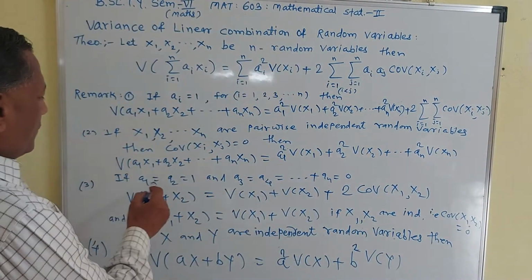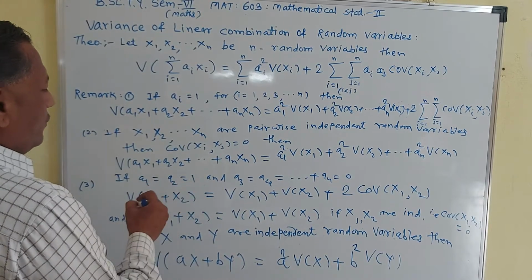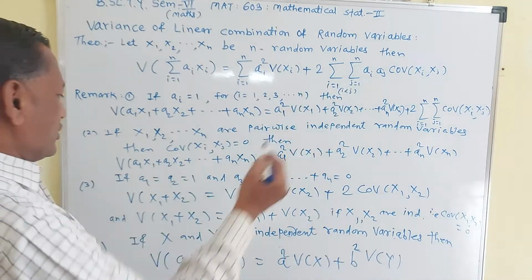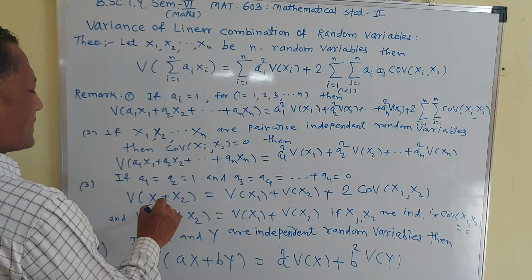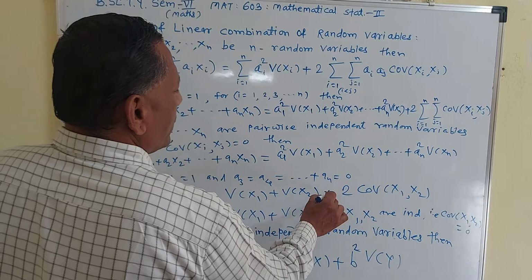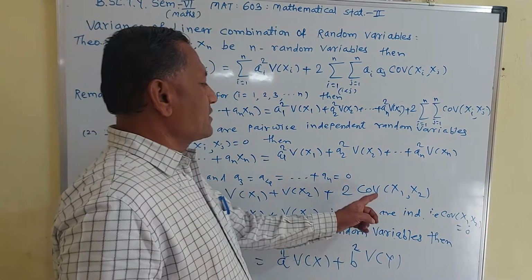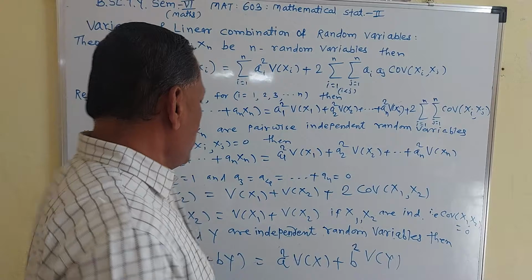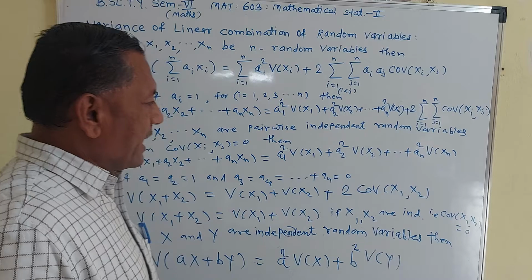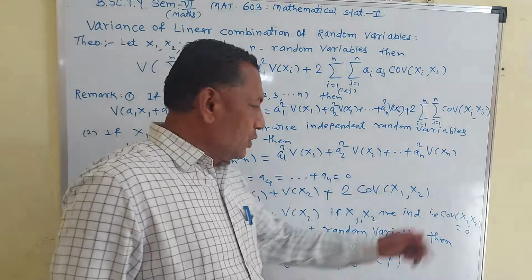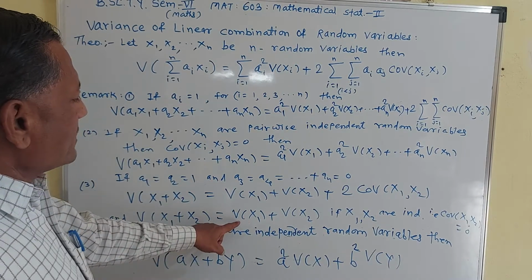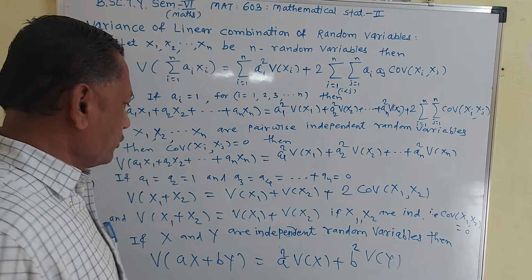Now here, if you put a1 is equal to 1, a2 is equal to 1, and the remaining constants a3, a4, up to an are 0, then variance of X1 plus X2 is equal to variance of X1 plus variance of X2 plus 2 times covariance of X1 and X2. Again here, if X1 and X2 are independent random variables, then covariance between them is 0. Therefore, you obtain variance of X1 plus X2 is equal to variance of X1 plus variance of X2.